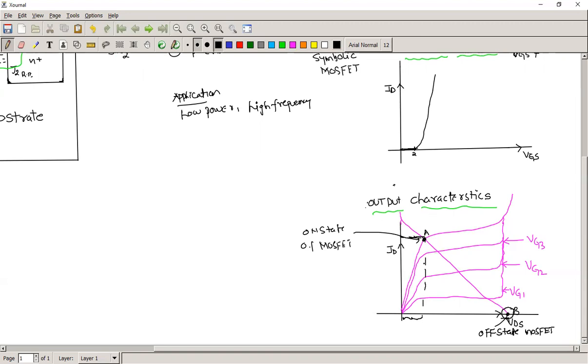Now here we are drawing one line that is showing this region, where it is operating as an ohmic device. Ohmic device. It is nothing but the active region.